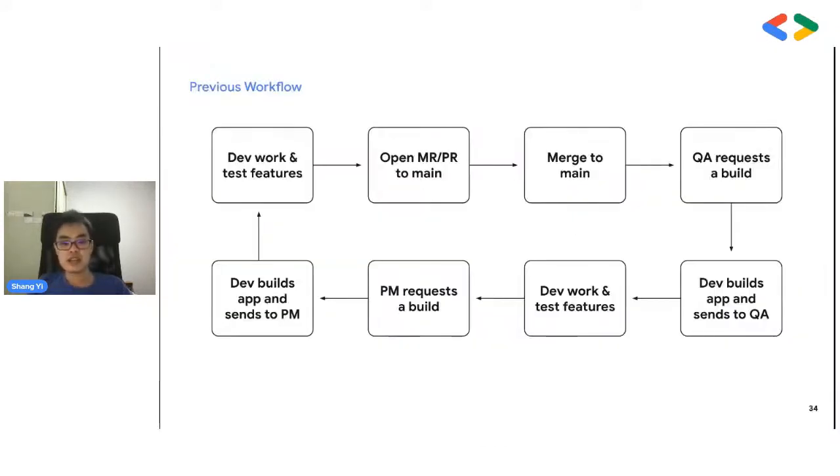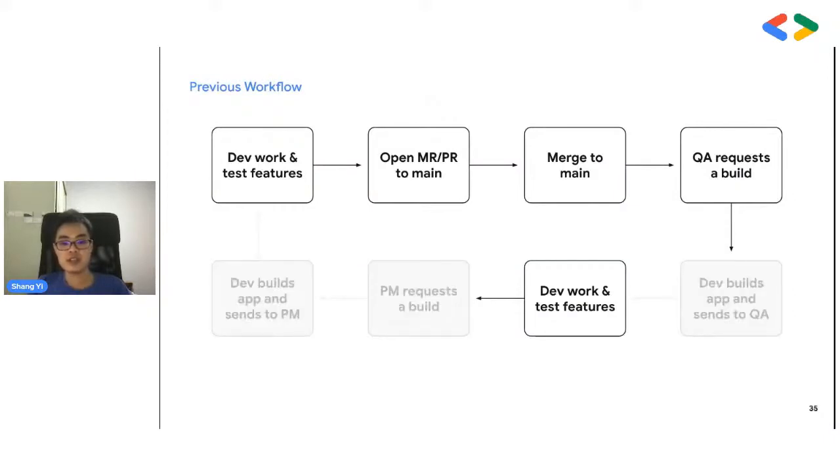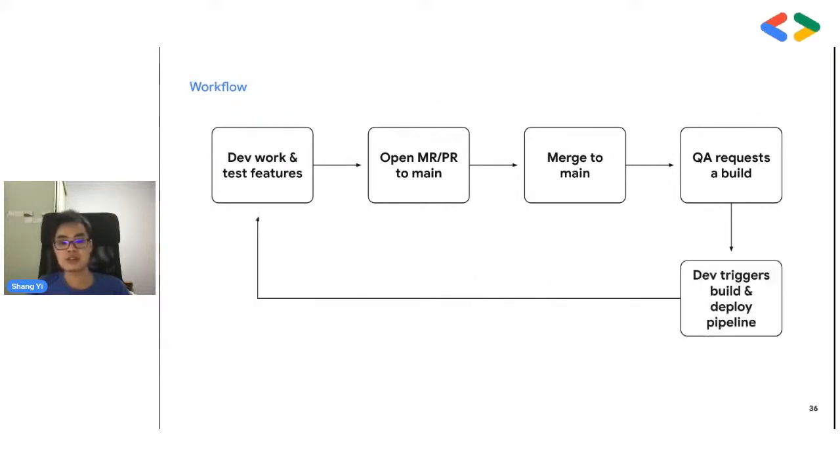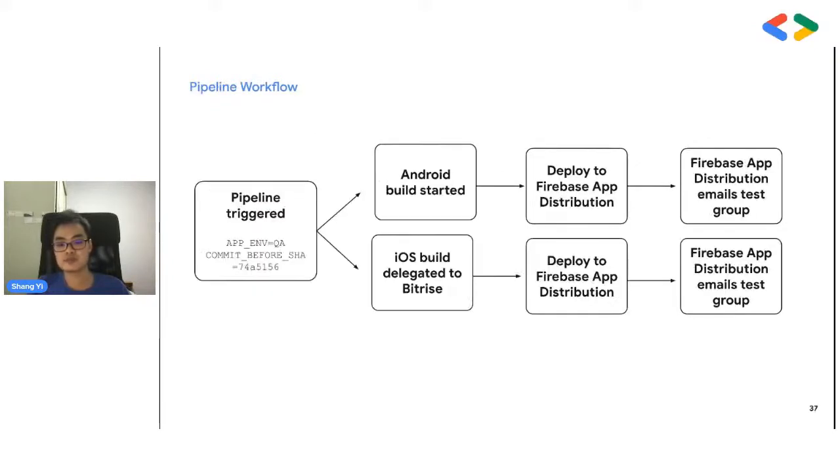So with that in mind, our previous workflow can be easily fixed. We already offload the process of building and deploying from the developer to Firebase App Distribution and your automated pipelines. And all the developer needs to do is, if QA needs a build in the middle of the day and it's not present, just press a button, and that's it. You can just continue working on your features as normal. So I'm sure this is much faster compared to our previous workflow.